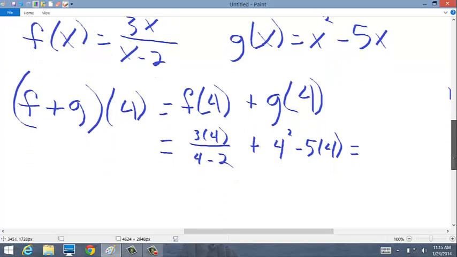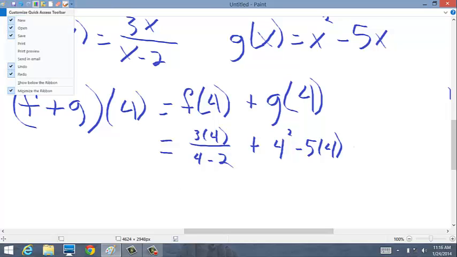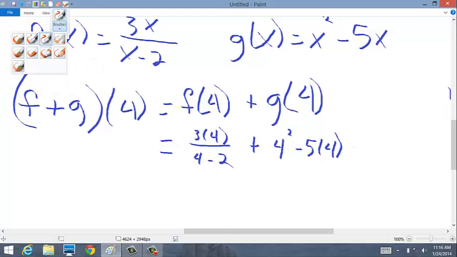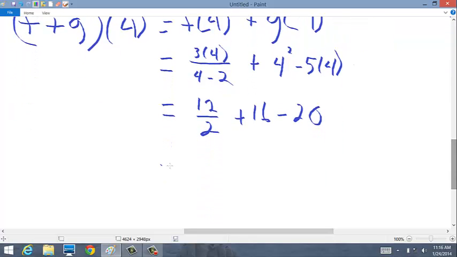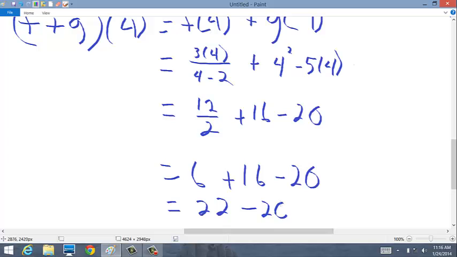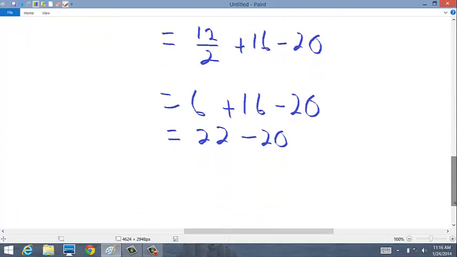And then what you want to do is simplify that. Each one separately, really it's all going to be added together anyway, so you can kind of do it both at the same time if that's easier. So I'll go ahead and do that. So for the f of 4, we've got 3 times 4, which will be 12, so that'll simplify to 12, over, and then you have 4 minus 2, which simplifies to 2. And then you do the same thing for the rest of it. 4 squared is 16, 5 times 4 is 20. And you continue with your order of operations. I end up with 6 plus 16 minus 20, which would be 22 minus 20, which is equal to 2. So we get the final solution of 2 for that example.